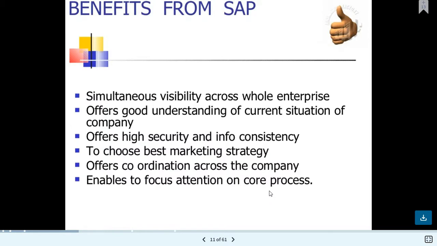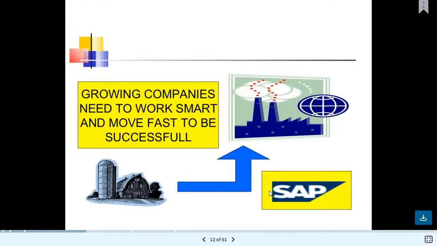Benefits from SAP: it is simultaneously visible across whole enterprises, offers a good understanding of the current situation of the company, offers high security and information consistency, helps choose the best marketing strategy, coordinates across the company, and enables focus on the core process. Growing companies need to work smart and move fast to be successful. You can see SAP and multiple companies are associated with it, and it helps them grow their business as well.